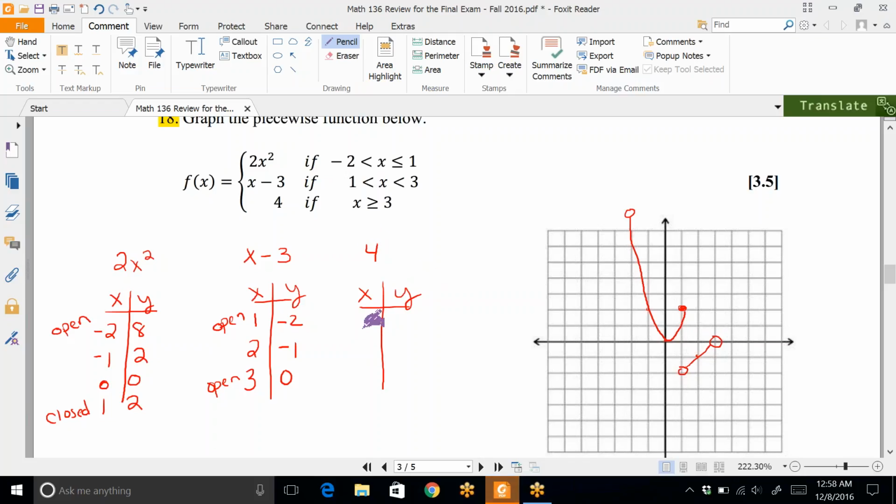And the last piece is from 3 to infinity. So 3, 4, 5, that'll get us started. The endpoint is closed because of the equal to bar. And the answer will always be 4 because there is no x to plug in for. So 3, 4, and we stay at a height of 4 forever. So that is the graph of that piecewise function.